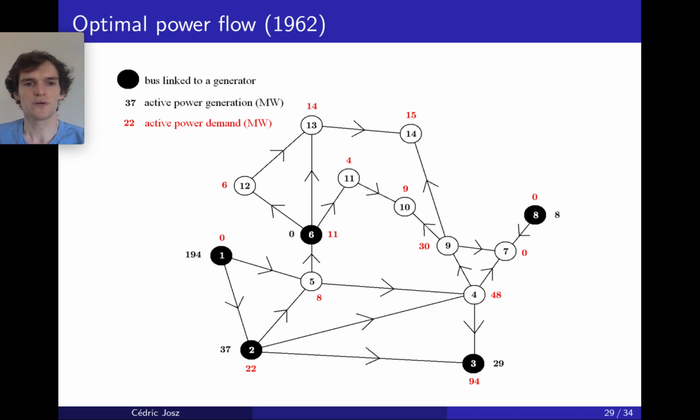I'm only showing you here the active power. There's also this notion of reactive power that is also being computed. I just didn't show it here. But this is highly linked to what I just said with alternating current being part of our physical laws, and this is actually one of the main sources of non-convexity.